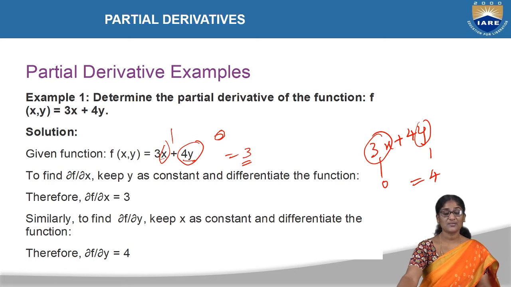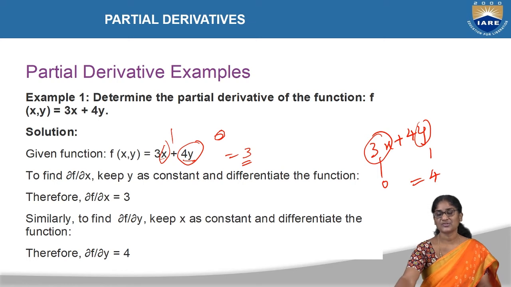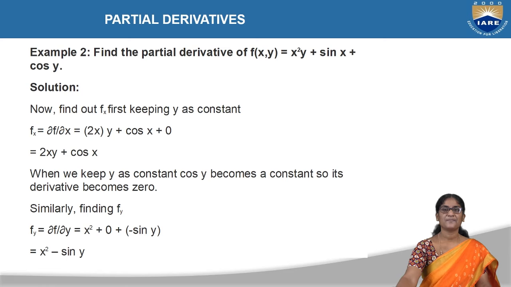And going to the second order partial derivatives for the same function, if you differentiate the constant again with any other variable, it goes to 0, right? Because the example that I have taken is a linear function, we don't get any second order partial derivatives here. So let us go for another example where we can find the higher order partial derivatives also. Find the partial derivatives of f(x, y) = x² y + sin x + cos y.